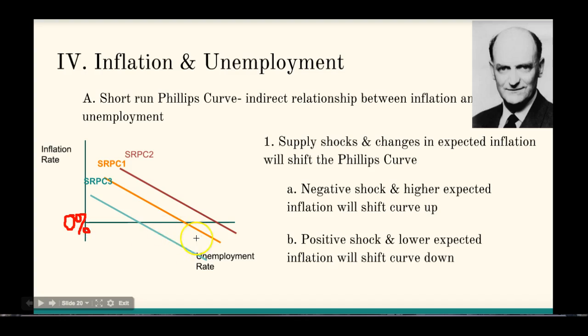And now, when we have 0% inflation, we have an intersection right here of our short-run Phillips curve. So let's say it's 5% unemployment. Okay, so originally we have 5% unemployment at 0% inflation. But then let's say we have this supply shock that happens, and let's say, for example, our oil prices are going up. So now our short-run Phillips curve shifts up. And so now at that 5%, instead of inflation being 0%, we're at, let's say, 2%.